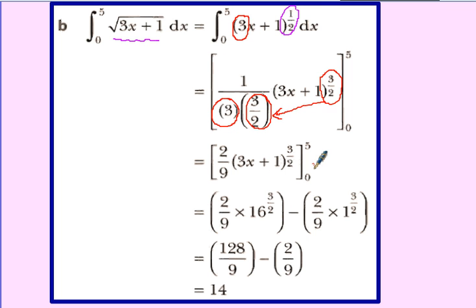and then we are using the limit. First we will substitute 5 and then we will substitute 0. So it is 2 upon 9, because it was 9 upon 2. So 1 upon 9 upon 2 becomes 2 upon 9.